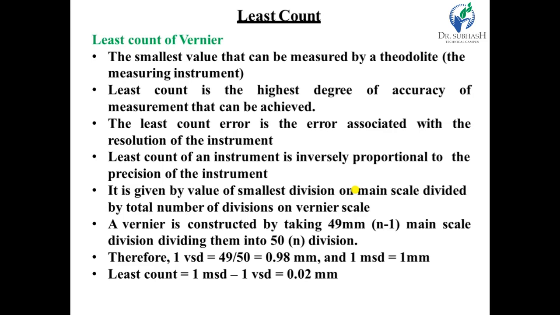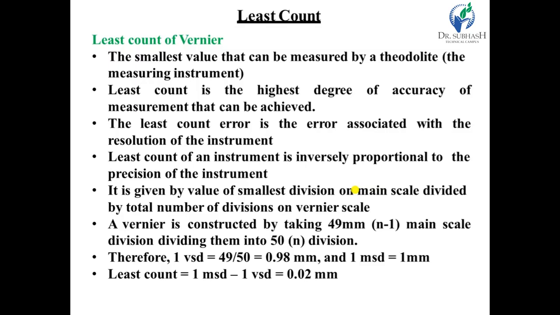How can we measure the least count? Least count is the accuracy of our vernier. If the least count is very small, then the accuracy is greater, right? The least count of an instrument is inversely proportional to the precision of the instrument. If the least count is smaller, then the precision is higher, and if the least count is larger, then the precision is lower.